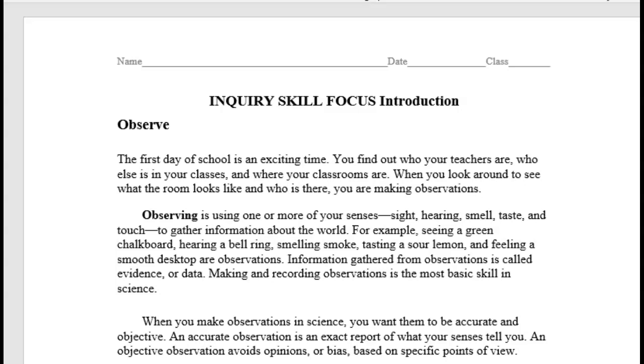So, beside each example, please write qual, Q-U-A-L, or quant, Q-U-A-N-T, beside examples 1, 2, and 3. Please pause the video, and when you are finished, push play again.